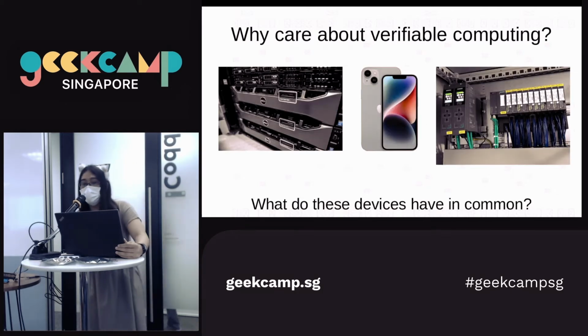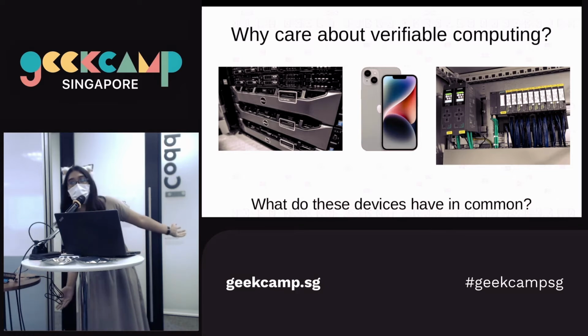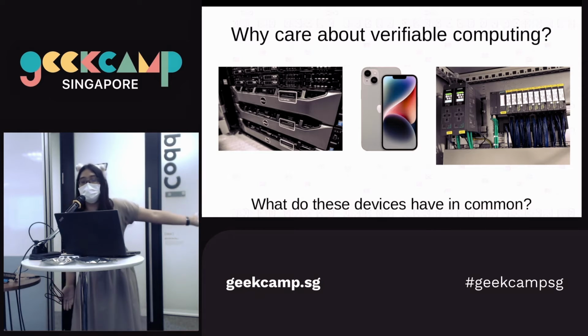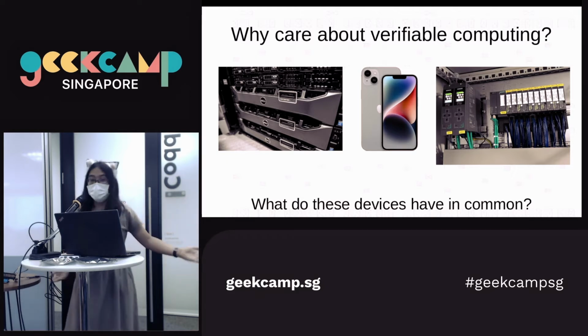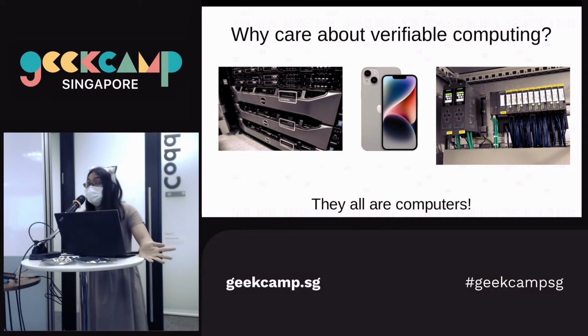So why should we even care about building computers that are verifiable? As you can see, what these devices here have, servers in the data center, your iPhone, and programmable logic controllers in industrial applications. What do these devices have in common? They're all computers. They all have a processor, memory, and all that sort of thing, right? All in just different form factors, different packages.